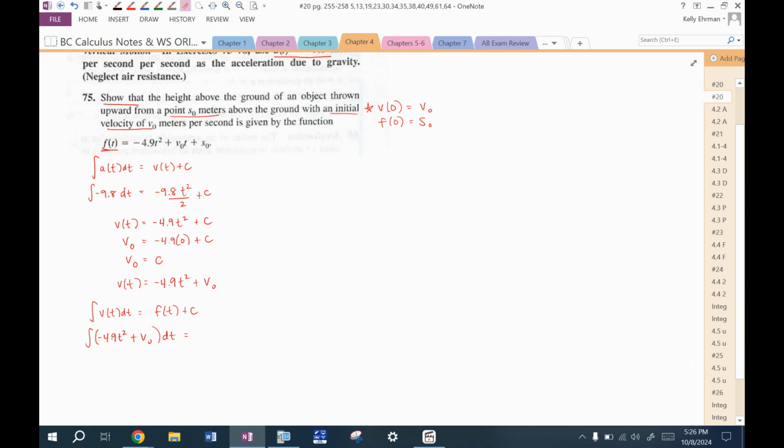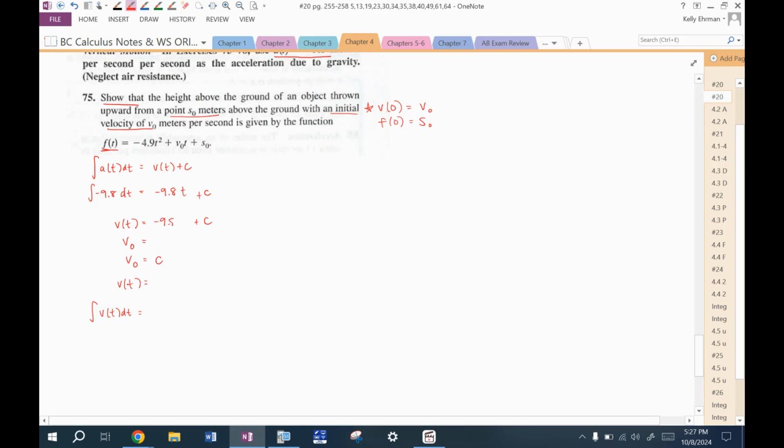Negative, oh, wait a minute. Sorry, guys. I jumped ahead of myself. There's no squared here. Yep, this is negative 9.8t. That changes a little bit here. I got ahead of my formula. Okay, sorry. Let's go back. Integrate negative 9.8. It's just negative 9.8t. That was silly of me.